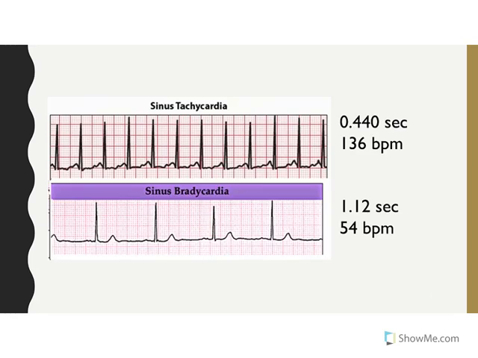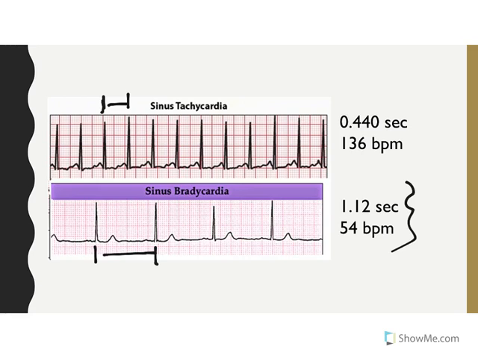If you look here, the top picture is sinus tachycardia. The distance between these waves is much shorter. The length of the cardiac cycle is shorter, and in this example, it was 440 milliseconds, or 0.44 seconds, which corresponds to a heart rate of 136 beats per minute. Below it, you're seeing an example of an EKG taken from someone with sinus bradycardia. Here, the distance between these waves is much wider, and when it was calculated, the heart rate ended up being 54 beats per minute.